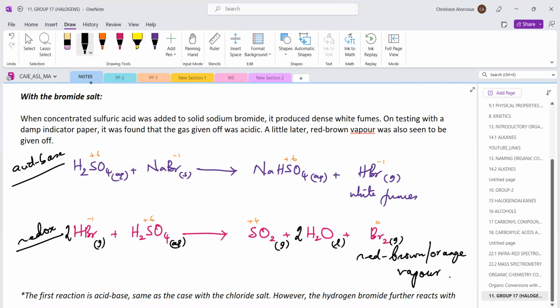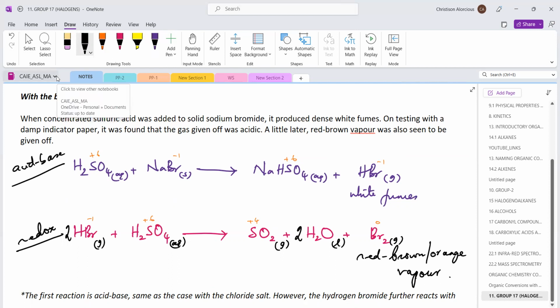So this is what we see, and this is a redox reaction. The bromide is getting oxidized from -1 to 0. The sulfur is getting reduced from +6 to +4. The very obvious observation would be that of the bromine, which is a red-brown or red-orange vapor. We can't miss it.